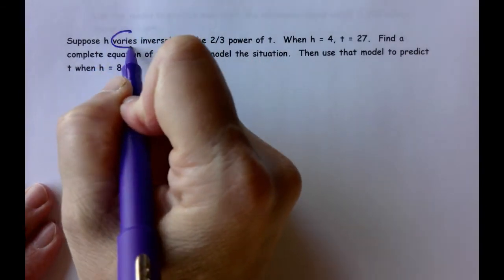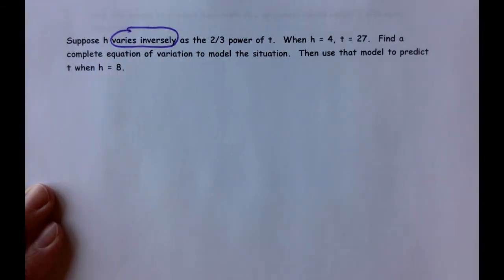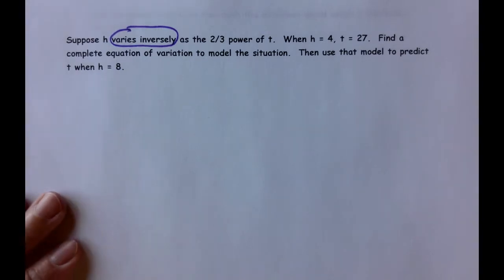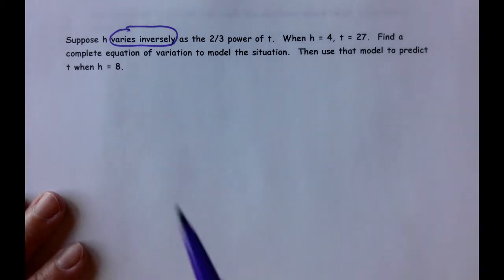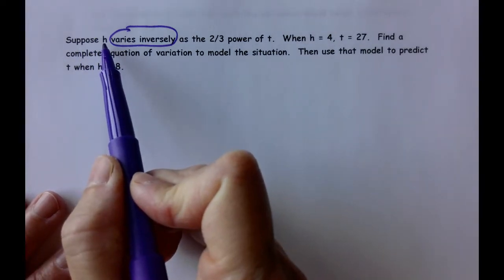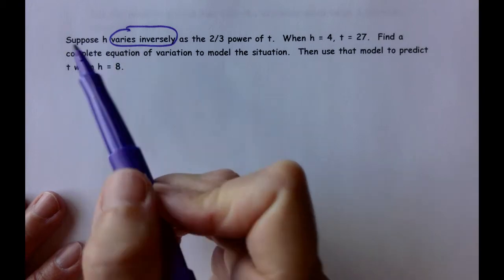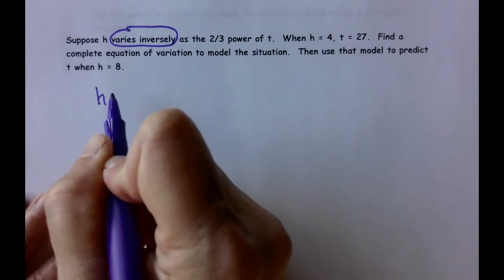H varies inversely. It's important when you start a variation problem to figure out what kind of variation you have so that you know what your model needs to look like. The first variable that we run across in the statement is h, so we'll write that down first.